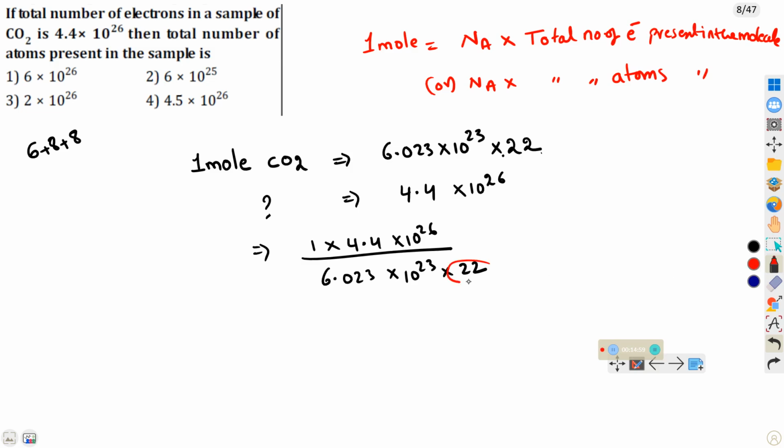This 22 is also written as 2.2 into 10. 2.2 how many times? 2 times. 10 power 24, reciprocate, 10 power minus 24. 10 power minus 24, 10 power 26, 10 square. So you will get 200 by 6.023, that is equal to 33.2 moles.